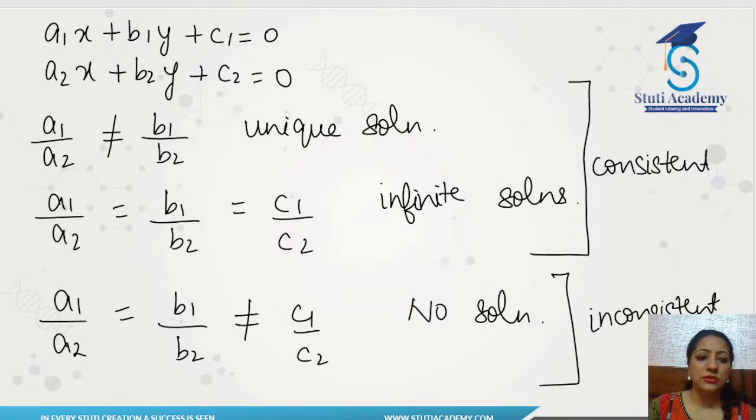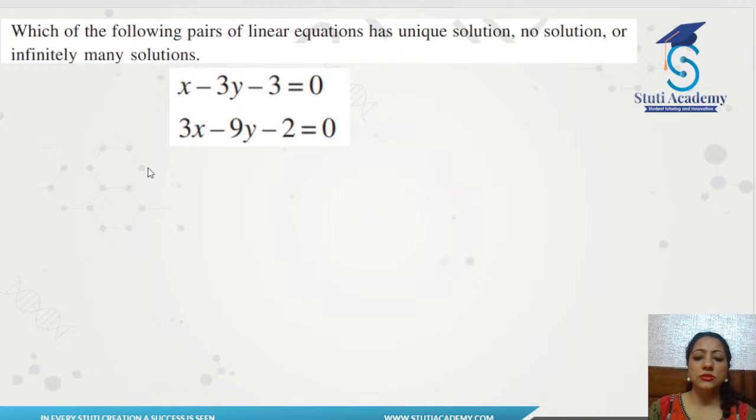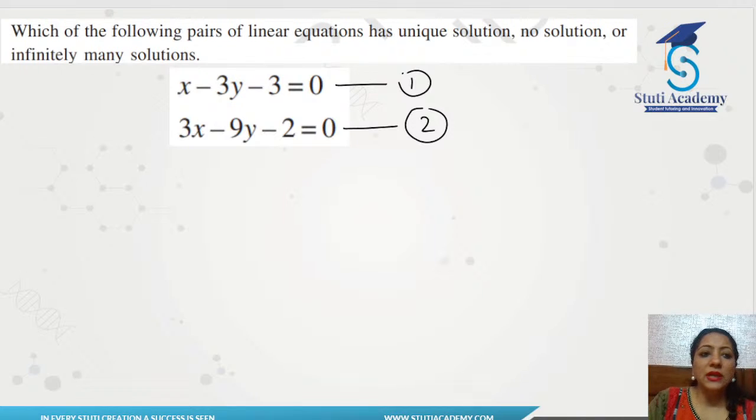Now we'll discuss a few questions here based on consistency of the equations. These questions I've taken from NCERT. Which of the following pairs of linear equations has a unique solution, no solution, or infinitely many solutions? This is the first pair of equations I have. I name this as equation 1 and this as equation 2. If I compare this with the standard form, that's a1x plus b1y plus c1 equal to 0, then a2x plus b2y plus c2 equal to 0.